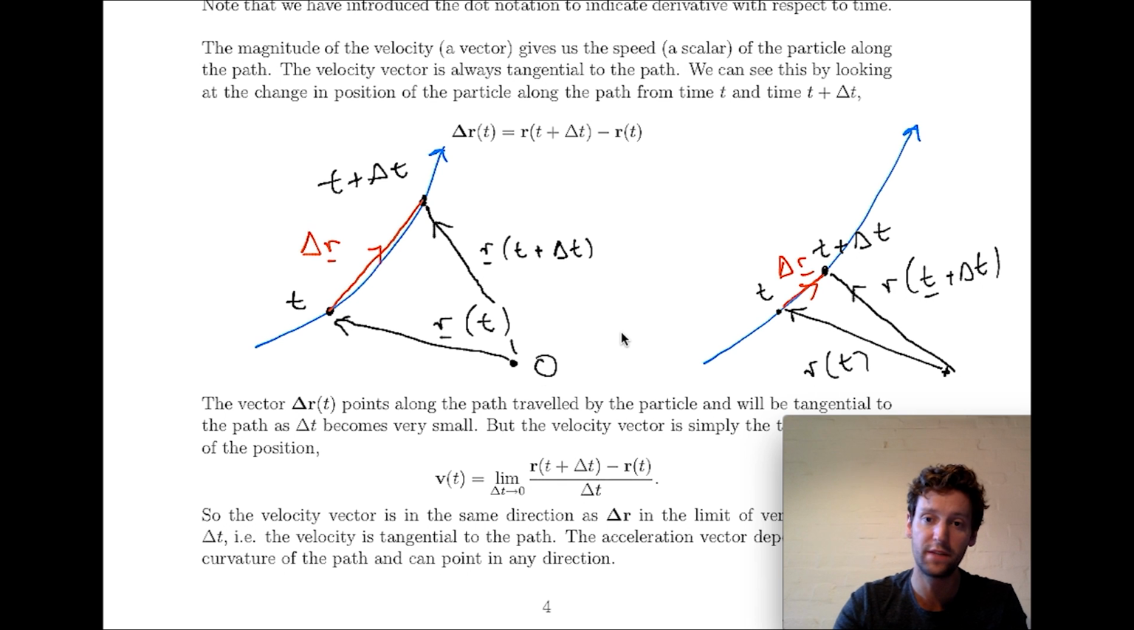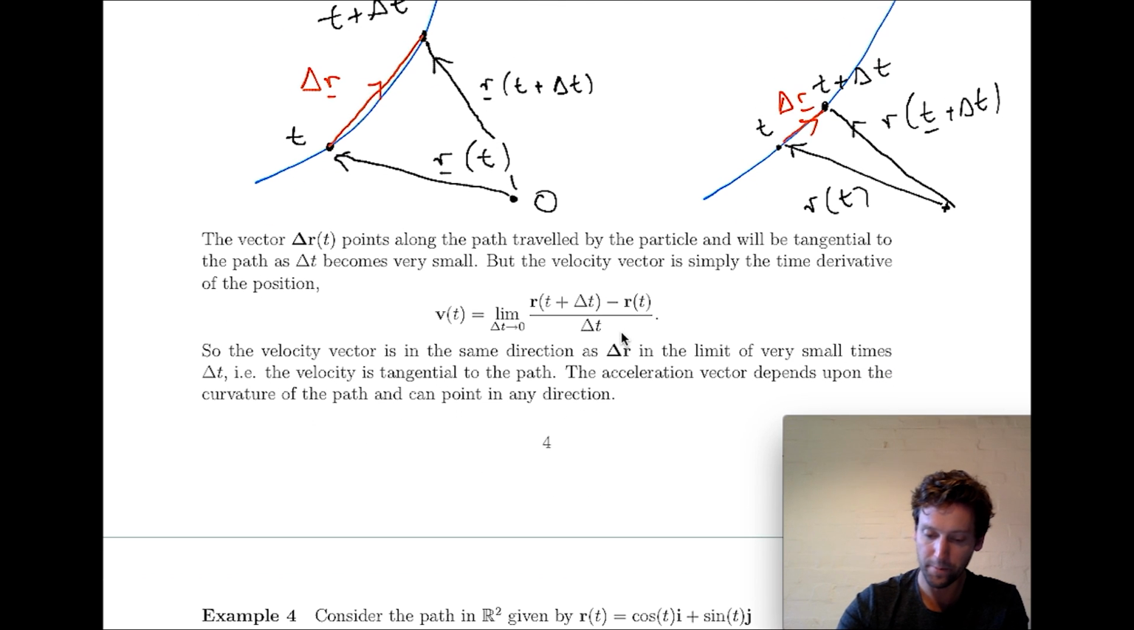In fact, in the limit of delta t becoming infinitesimally small, delta r will be aligned directly along the particle's trajectory. Of course, delta r will be infinitesimally small itself, but the velocity will not, because the velocity is defined as the rate of change, the limit as delta t goes to 0 of the change in r divided by the change in t, and that will be a finite number. So you can see that the velocity will always be directed along delta r, which is always directed along the particle's trajectory. So no matter how complicated my trajectory is, the velocity vector will always point along it.